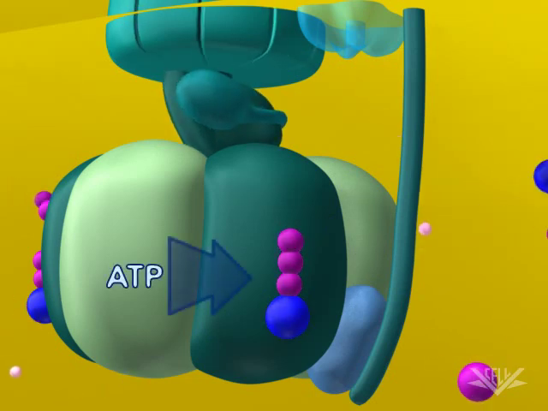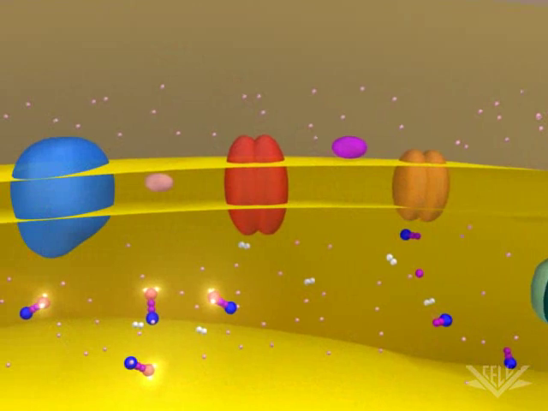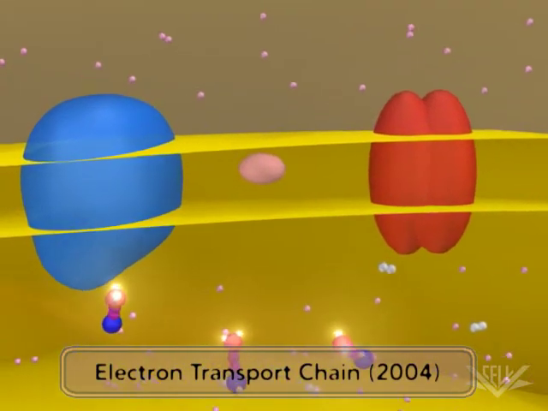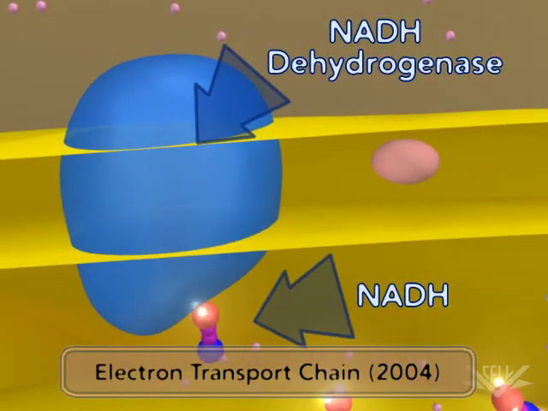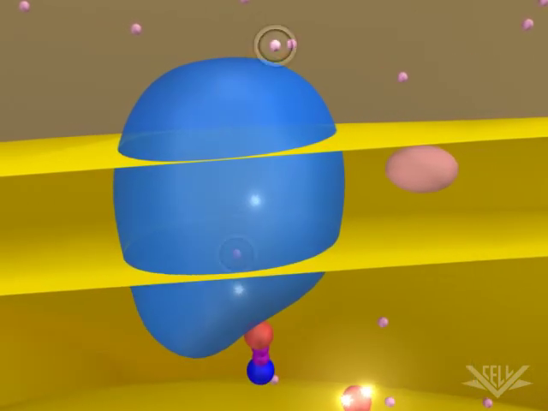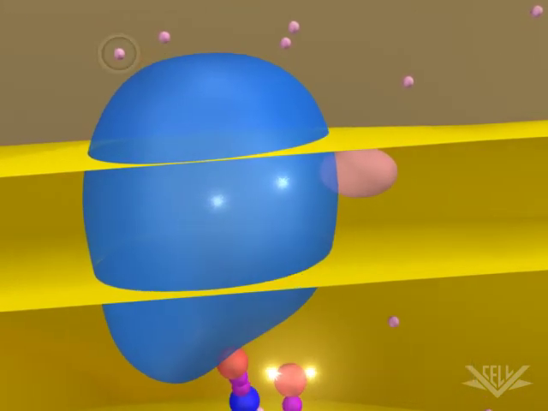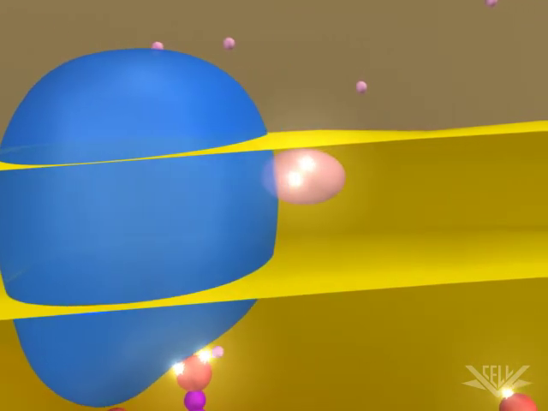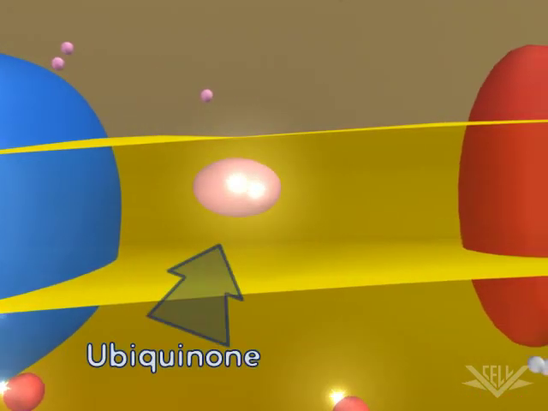This gradient is produced by the action of the electron transport system. As electrons are passed from one carrier to another in the system, protons are pumped across the membrane. This creates the gradient required for ATP production. Here we can see the electrons moving between the carriers.